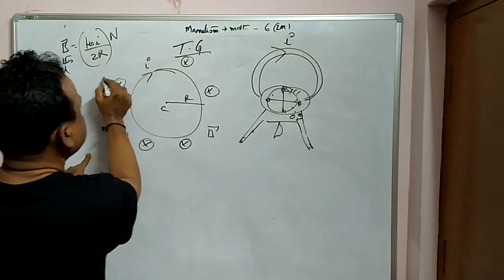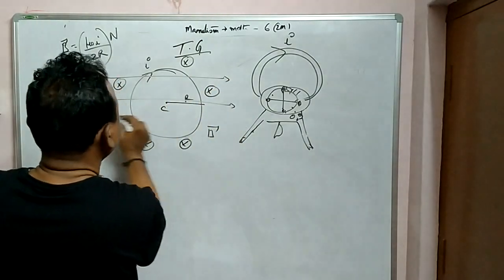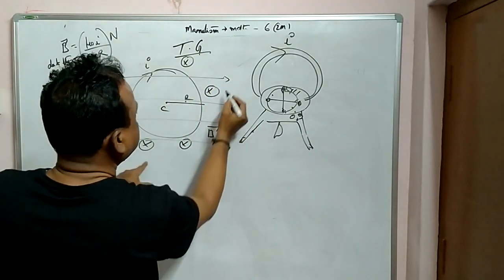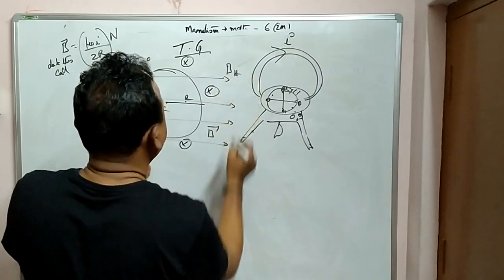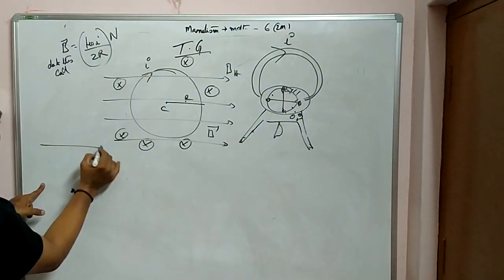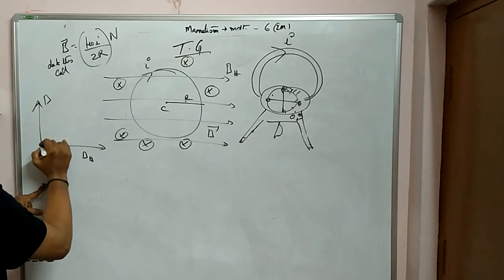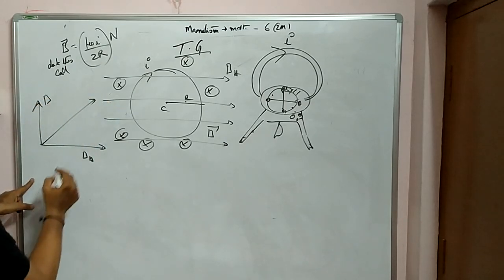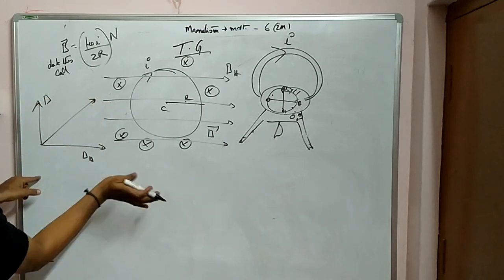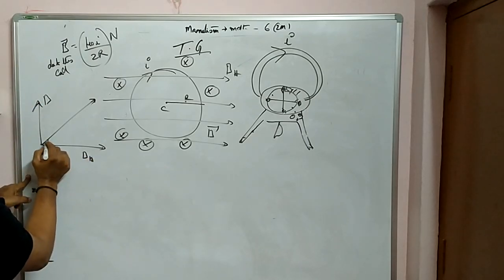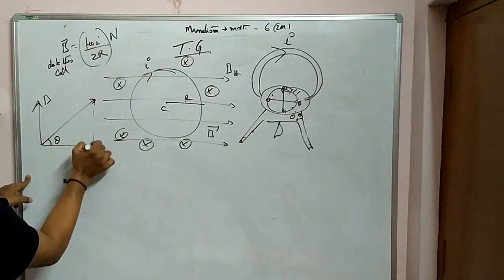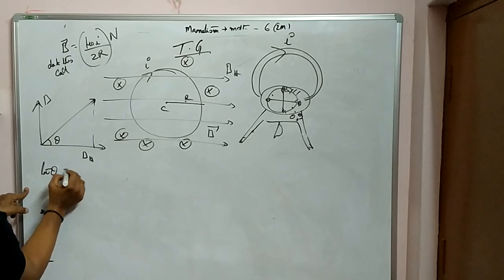And you know this is the field direction of the Earth, BH. Observe carefully, one field is acting like this, and one is acting like this. So this is the resultant field. One is acting in this fashion and one is like this, so this is the resultant. So what is tan theta here?